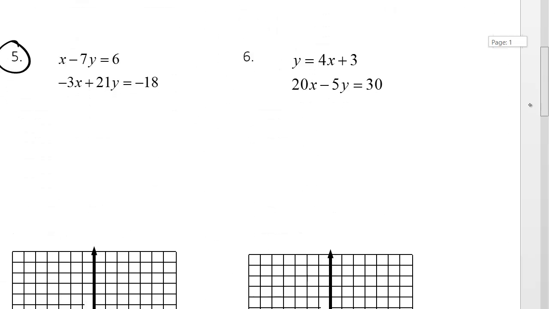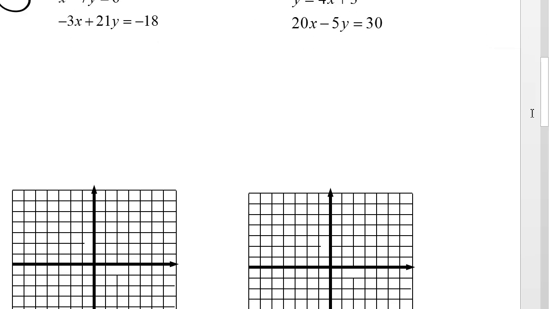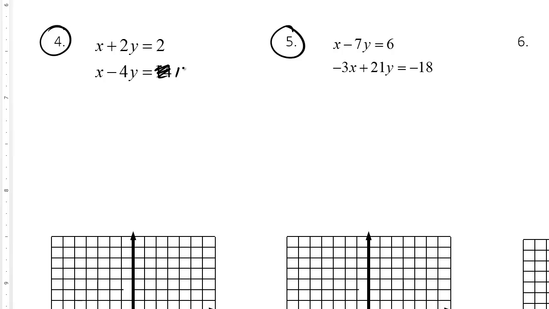Question 4. Now in question 4, I made a boo-boo. This right here needs to be a 12. This needs to be a 6. And this needs to be switched around, so 21x minus 3y equals -18.